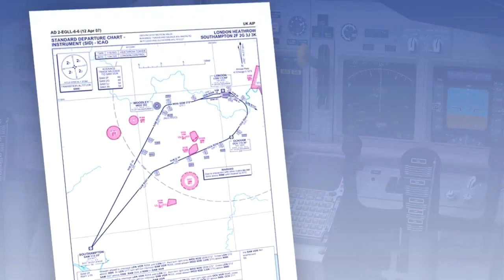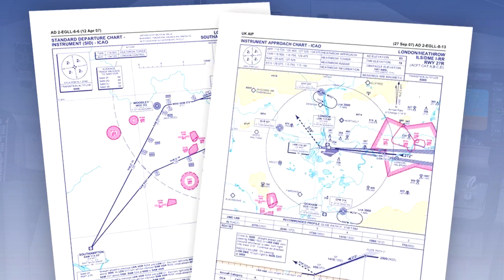Clearly, obstacle avoidance during any procedure is of paramount importance, and prior to the commencement of any instrument procedure, a clearance must be obtained from ATC. Procedures for arrival and departure are published, and you must have a printed copy of the procedure you are using on the flight deck.